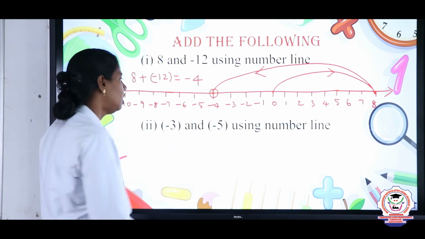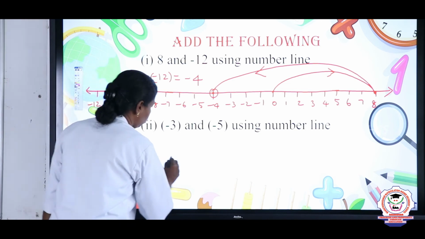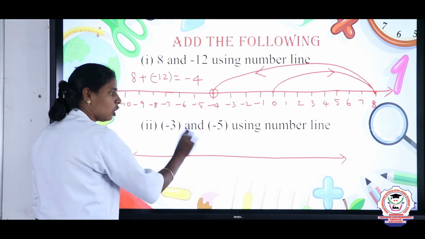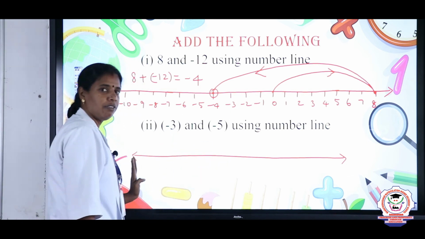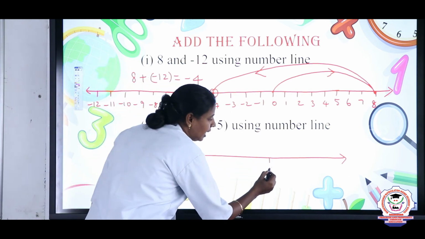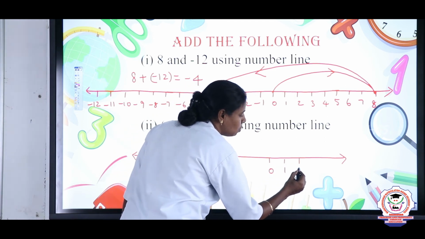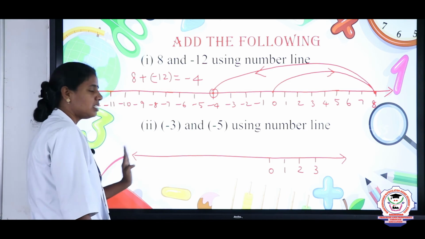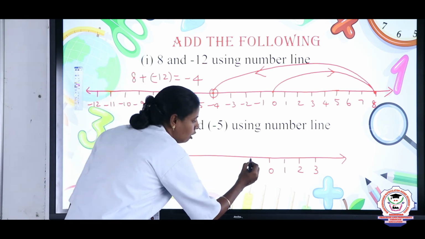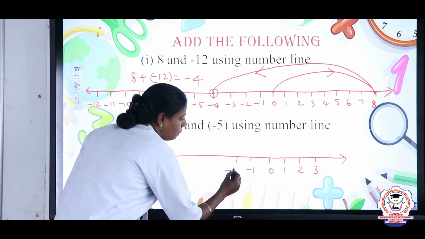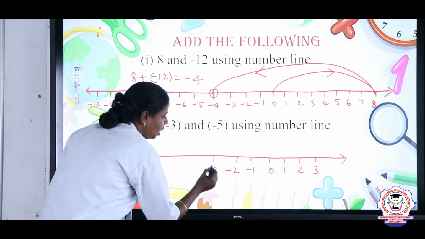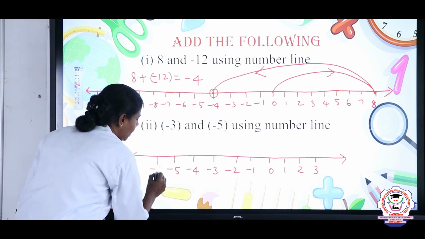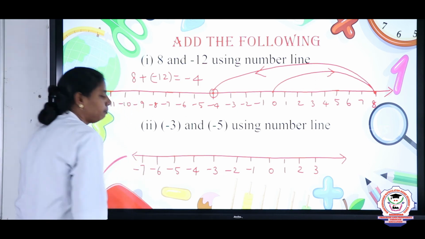Let me see now. For the number line, I told you to draw a line, and here both the integers are negative. So the negative side we are going to write on the left side. So we can take 0, and the positive integers are 1, 2 and 3, etc. Here negative integers we are going to write on the left side of 0, which is minus 1, minus 2, minus 3, minus 4, minus 5 and minus 6, minus 7.